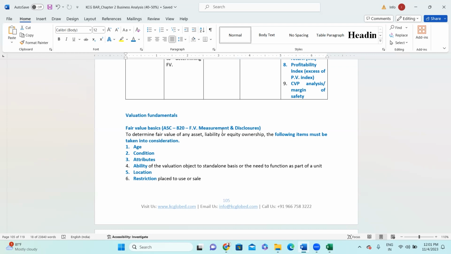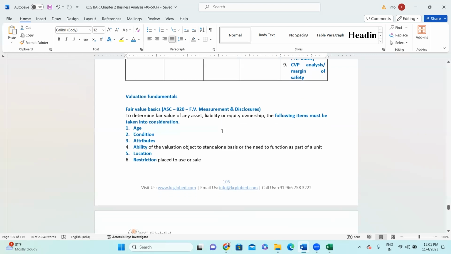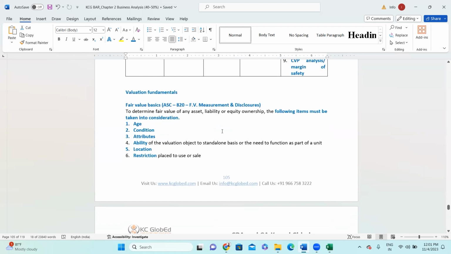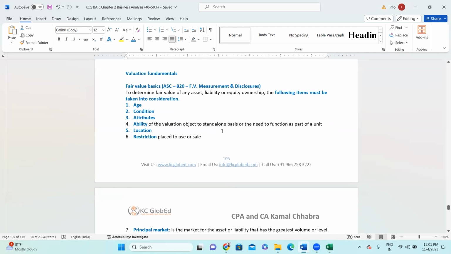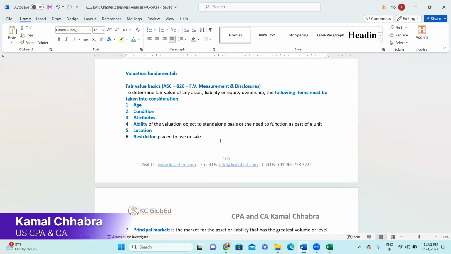To determine the fair value of any asset, liability, or equity ownership, the following items must be taken into consideration. The very first thing is the age of the asset or the liability. Second is the condition of the respective asset or liability, then the attributes of the asset or liability, and the ability of the valuation object to stand on a stand-alone basis or needing to function as part of a unit. That means what is that particular asset or liability's ability to be used for the valuation? For example, if you are doing business valuation and you have property, plant and equipment, what is the capacity of their utilization and what is the maximum capacity at which they can go? Those things are also important when you do the fair value measurement of those respective assets.